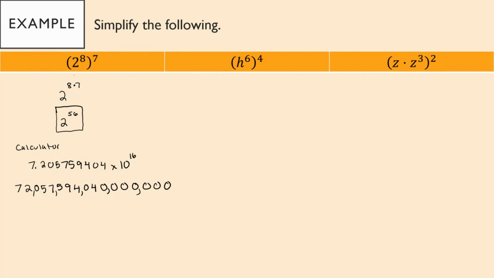So, the middle example, I wanted to do it with a variable instead of a number. So it's the same thing. We have h to the 6th, and then that whole thing is to the 4th power. So you multiply those. So that's going to be h to the 6th times 4. So 6 times 4 is 24. So that is just h to the 24th power.